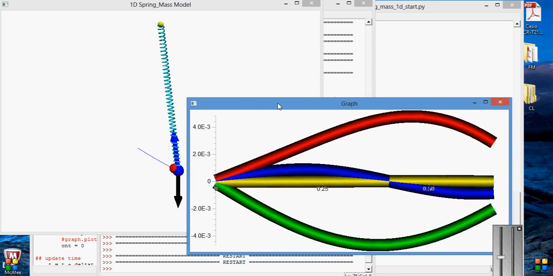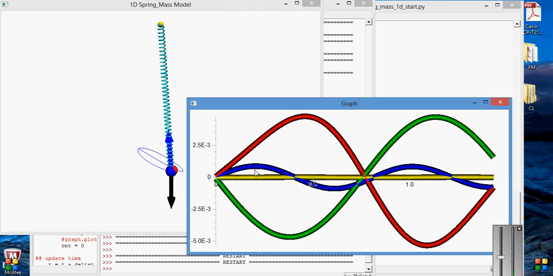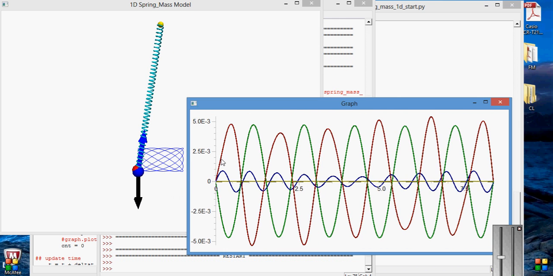And as you can see, the kinetic is the blue, the potential of the spring is the red, the gravitational potential is the green, and the total is the yellow, which makes sense because the total would equal 0.